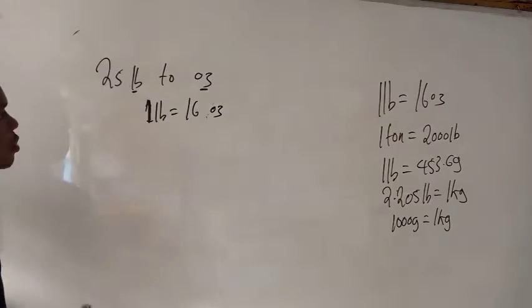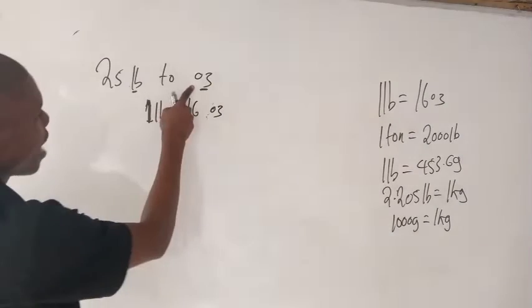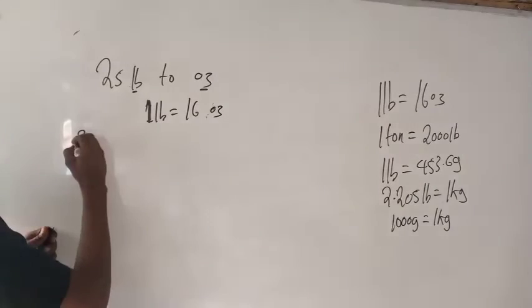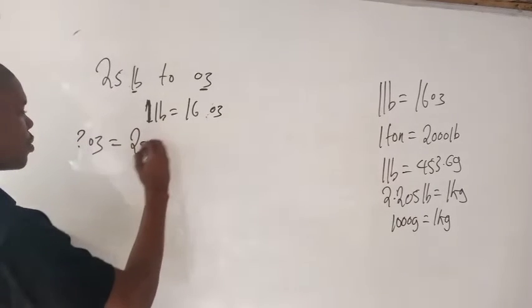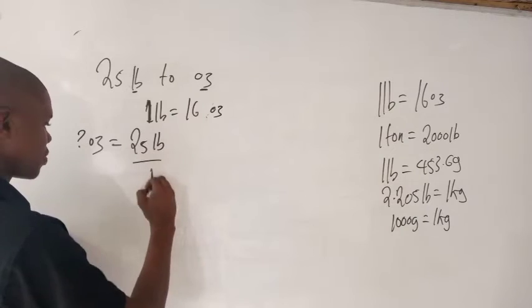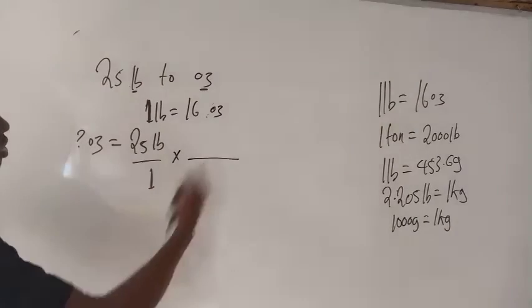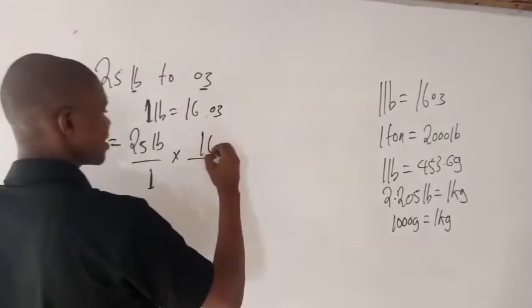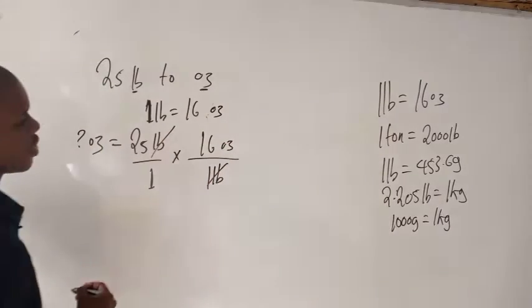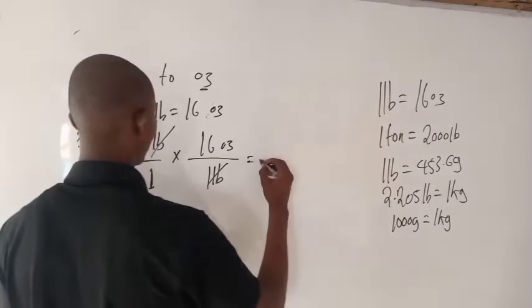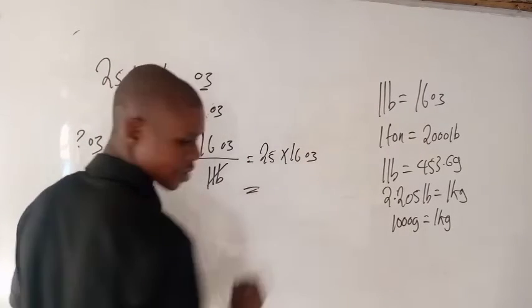Right? So now I'm going to arrange it in such a way that unit will cancel out unit. Remember our final destination is ounce. So ounce equals what we are converting: 25 pounds over 1, times, of course, this one will move to the bottom so they can cancel out. So we're going to have 16 ounce over 1 pound. So this pound and this pound will go out, right? When you do that, we're going to have 25 times 16 ounce.